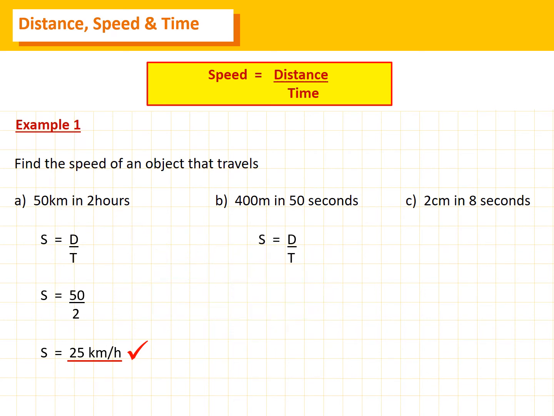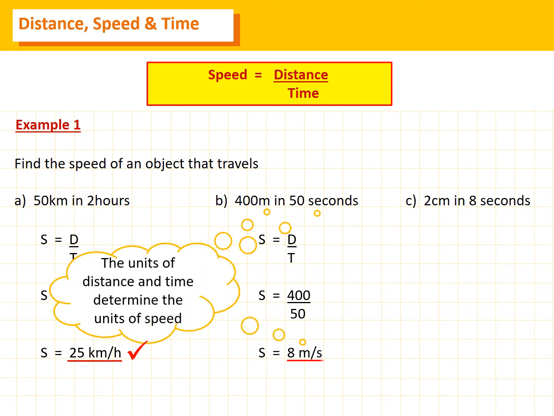In the second example, again, speed is distance divided by time. 400 divided by 50, that's 8. And check the units. Meters for distance, seconds for time. So it's meters per second as our units for speed.